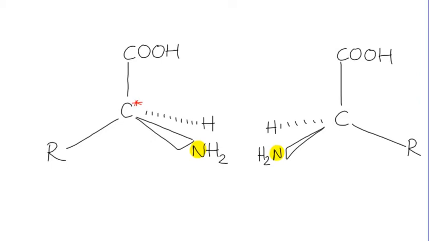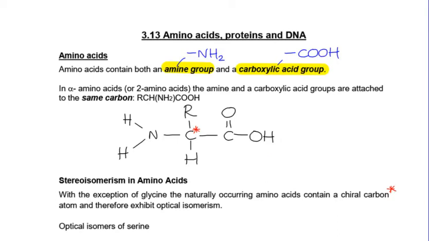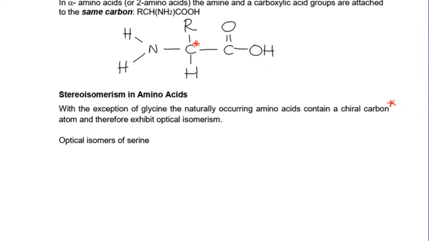So amino acids are going to have a chiral carbon. Now there is one amino acid that doesn't have a chiral carbon. So it says here the exception of glycine. So just take a minute yourself and think, do I know why glycine might not have a chiral carbon? What could the R group, that's the only bit that can change, be if it's not going to be chiral?